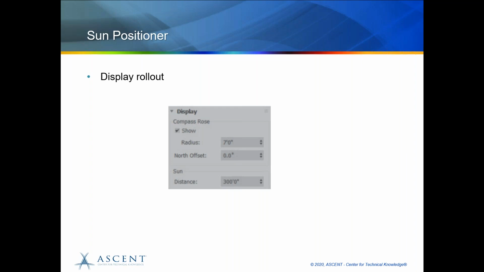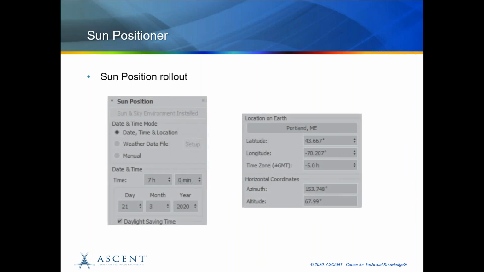The compass rose, how it shows on the picture on your screen, you can set its radius here. Then the next one is the sun position rollout. Here you have to control just a few things, and you can modify only just a few things for the sun positioner. Otherwise, everything else is really automatic.